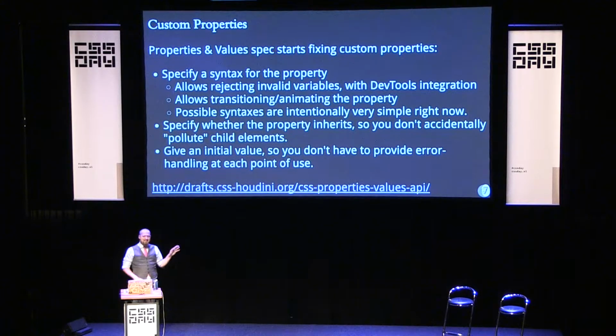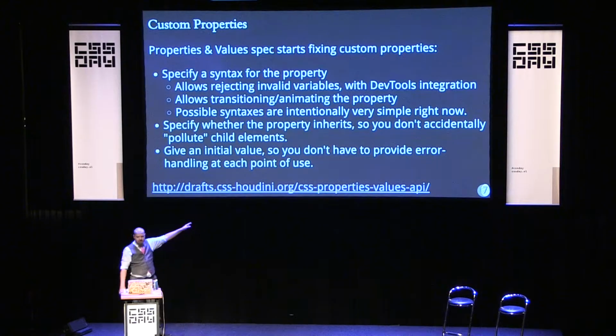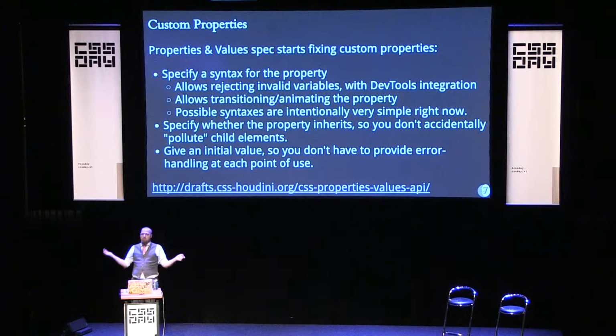The custom properties spec in Houdini, again present at this URL down here. You can just go to the plain domain and then find the list of all the specs. Lets us do a lot more. Custom properties as they are currently defined accept any value whatsoever. This is really useful. It means that we don't have to do anything. You just start using it and it works. But it means we don't know very much about it either from the browser side.